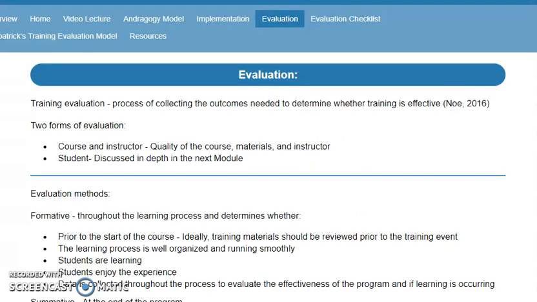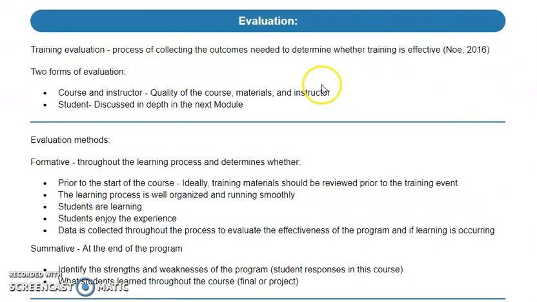Next, we're going to look at evaluation. When we think about evaluation, I have a definition here for you. There are really 2 forms of evaluation I consider. You have the course or the instructor, as far as the quality of the course, the materials, the instructor. Then you also have the student, and we'll get into that in the next module, looking more at assessment.